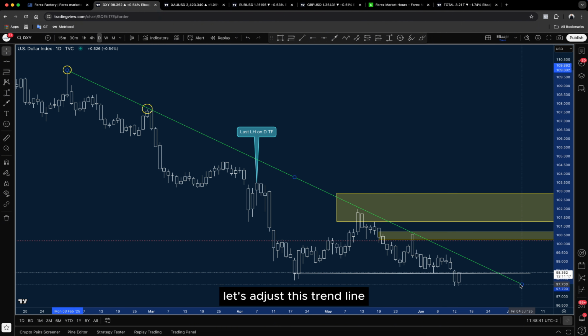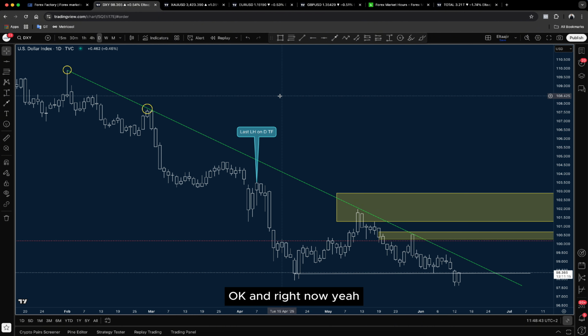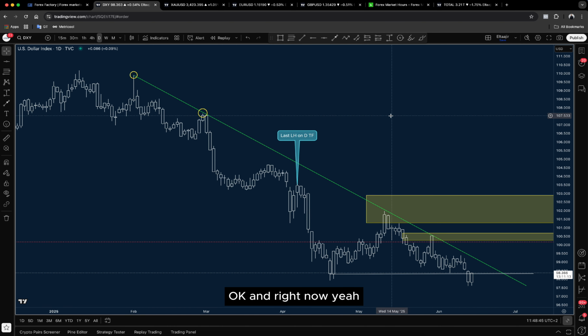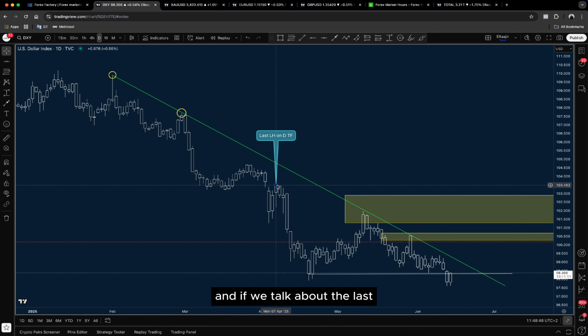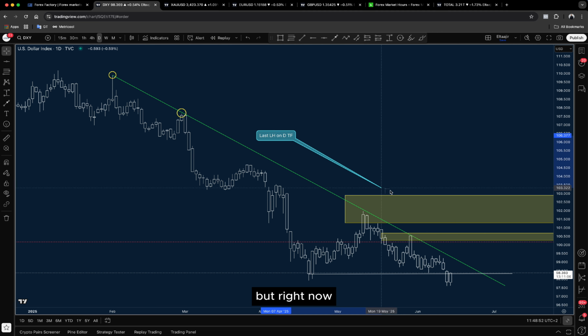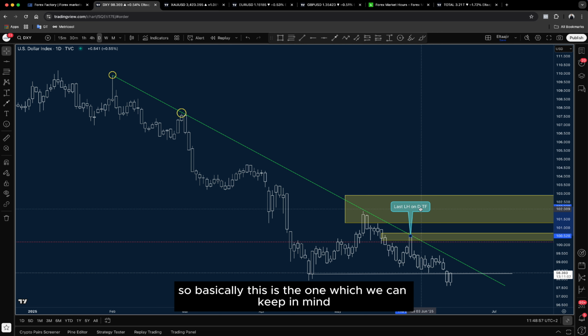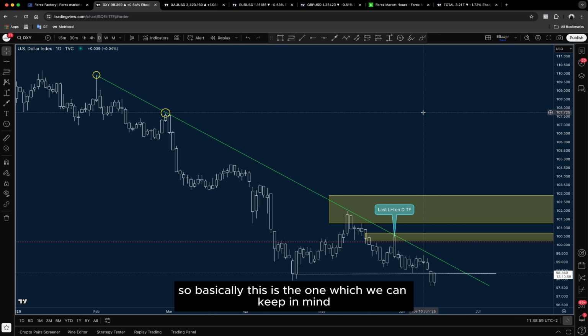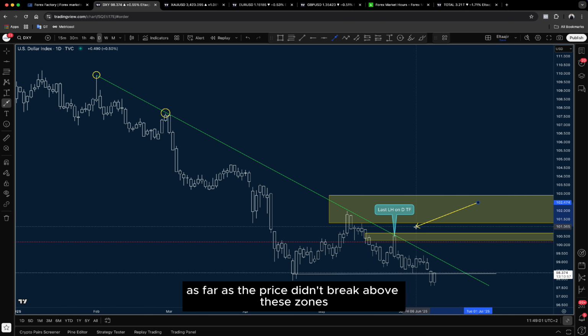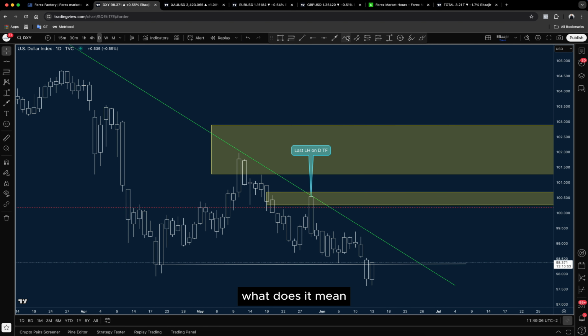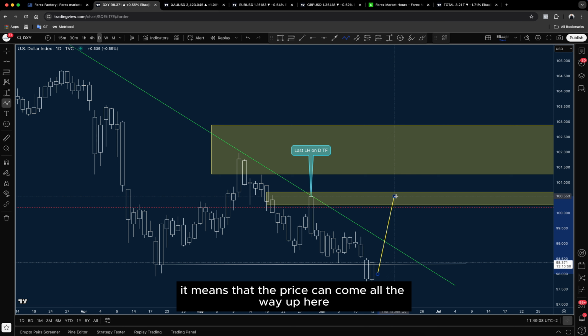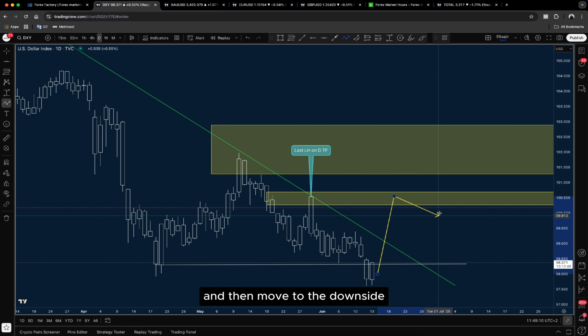Let's adjust this trend line. If we talk about the last lower high on the daily time frame, that was some time ago here, but right now this is the last lower high on the daily time frame. So this is the one we can keep in mind. As long as the price doesn't break above this zone, we are still in a downtrend. What does it mean? It means the price can come all the way up here and then move to the downside, even if the price broke the trend line.